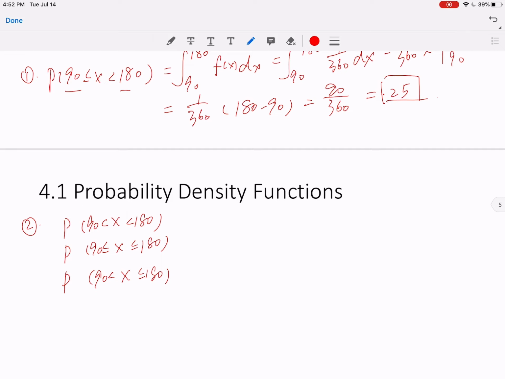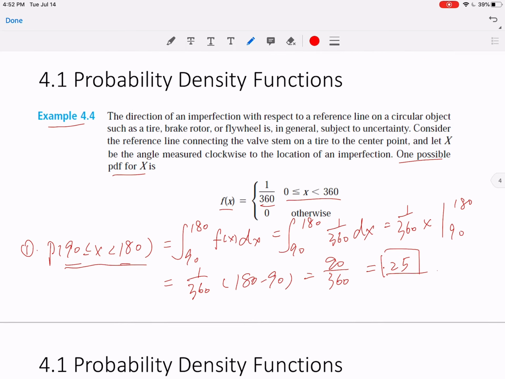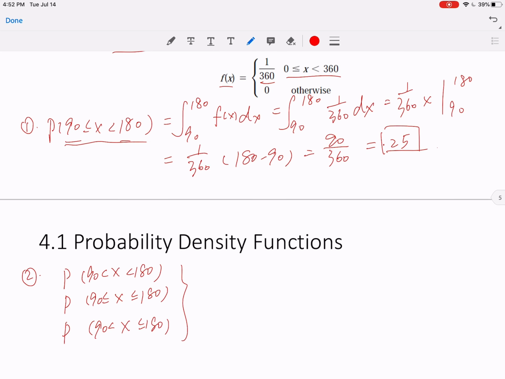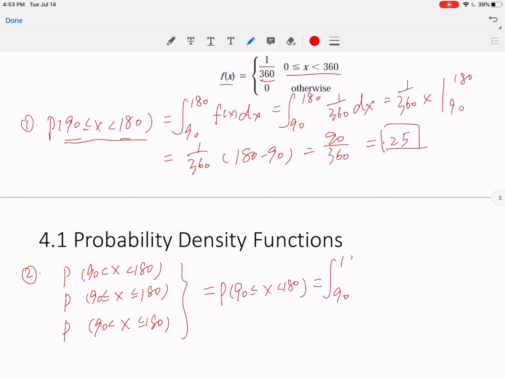Right, so we want to find those 3 probabilities. Of course you can do the calculation here, but we don't have to, because we already have the probability that x is greater than or equal to 90 but less than or equal to 180, and we know that the boundary point wouldn't matter. So those 3 probabilities would be equal to that. Would be equal to the probability that this interval here is greater than or equal to 90, less than 180. And they're all equal to the integration from 90 to 180 of f of x dx, which is equal to 0.25 as what we got here.